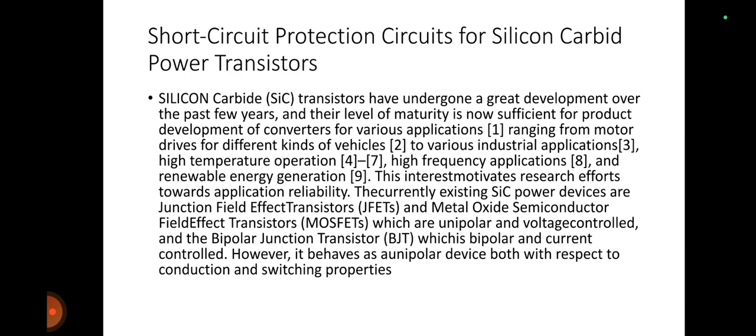The currently existing SiC power devices are junction field effect transistors JFETs and metal oxide semiconductor field effect transistors MOSFETs, which are unipolar and voltage controlled, and the bipolar junction transistor BJT, which is bipolar and current controlled. However, it behaves as a unipolar device both with respect to conduction and switching properties.